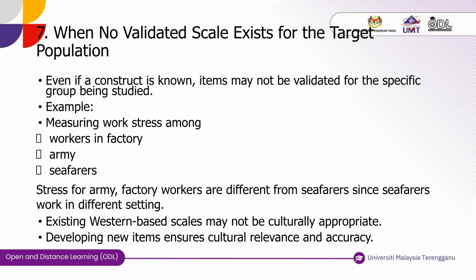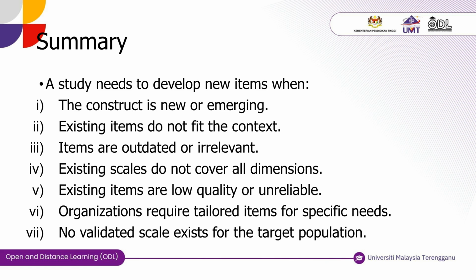The seventh reason for developing new items is when no validated scale exists for your target population. Even a known construct may not be validated for specific groups like factory workers or seafarers who work in different settings.